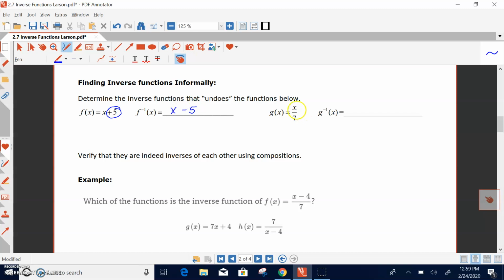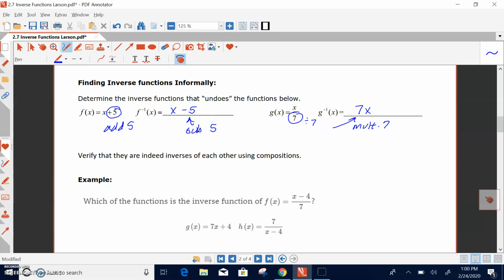If I had a function x divided by 7, what's the opposite or inverse of dividing by 7? It would be multiplying by 7. So the inverse would be 7 times x. We would multiply by 7. So a division of 7 becomes a multiplication by 7. And addition of 5 becomes a subtraction of 5.